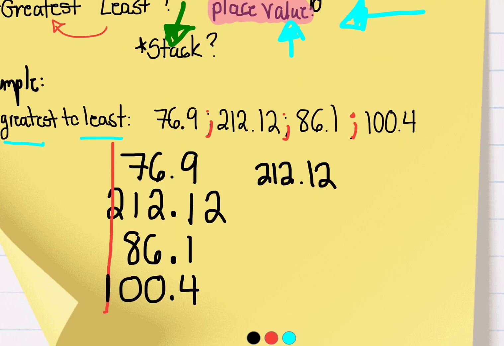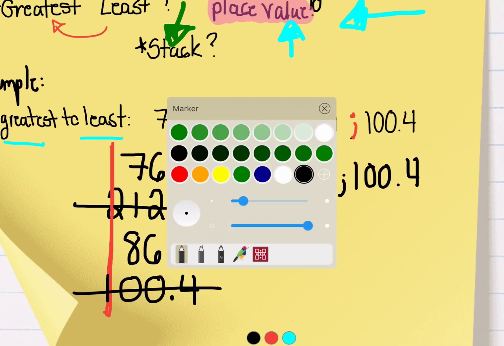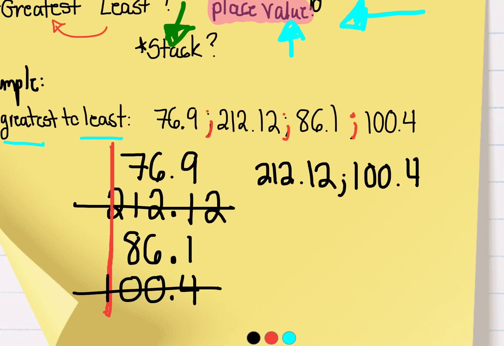Darken this up so you can see it. Cross it out. Now I'm still looking in my hundreds place because there's still a number with a 1 in there, which is 100.4. That's my next number. I cross it out, and then I keep going. Now I'm going to go to a different place value, so I use a different color. I only have two numbers left: 76.9 and 86.1.